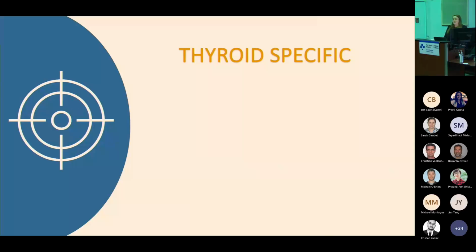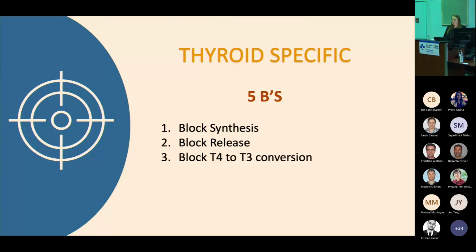Step 1 and step 2 sound easy. Now let's get on to step 3. This is where the discussion gets a little interesting. The third step really requires you to use specific targets to the thyroid. And to remember what you need to do, all you need to remember is the 5 Bs. When treating thyroid storm, one should think of the 5 Bs as follows. Block synthesis, block the release, block T4 to T3 conversion, block beta, and block enterohepatic circulation.